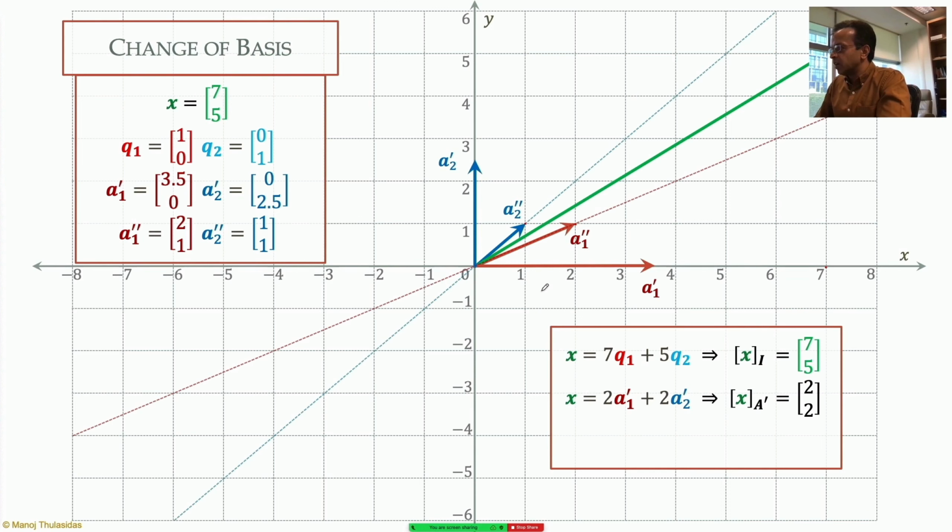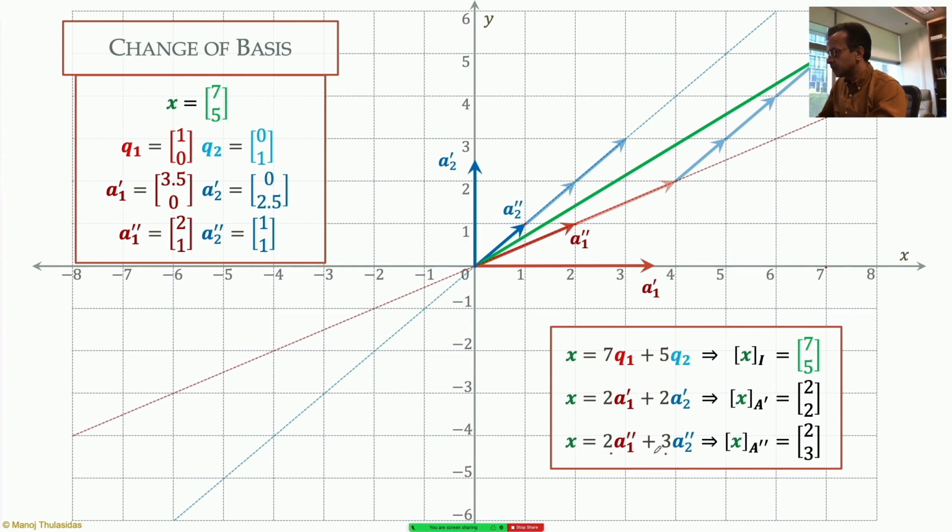I'll just look at the lines there. I'll see that if I take 2 A1 double prime, then add 3 of A2 double prime, then I'll get to the tip of X. So just by looking at that, I can say that the linear combination that I need is 2 and 3. So X in the basis of A double prime, a matrix that contains A1 double prime and A2 double prime as columns, is actually (3, 2).